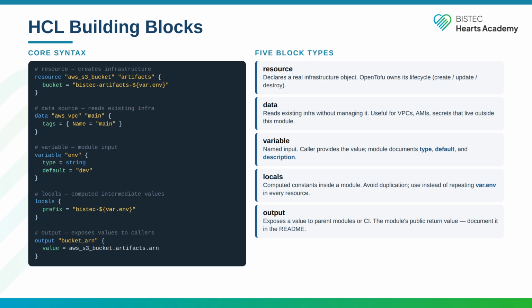Locals are intermediate computed values that simplify repeated expressions. A local is computed once per module invocation and cannot be changed by the caller. An output is the export interface of a module, what it exposes to its caller. Root module outputs are printed to the terminal at the end of Tofu apply and stored in state. The mental model. Variables are parameters, locals are local variables, outputs are return values. A module is a function.